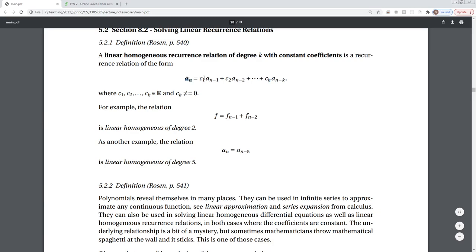Each term is some constant multiple of previous terms added together, right? So that's the linear homogeneous. There's nothing being added, so we're going to have non-homogeneous in a little bit. It's still a recurrence relation of degree k, so we're reaching back k terms, and then constant coefficients, so these are not variable. By definition, this is this thing that you've already been working with. And so these are constants in R, and the last one is not equal to 0.